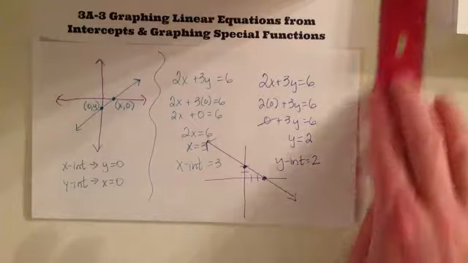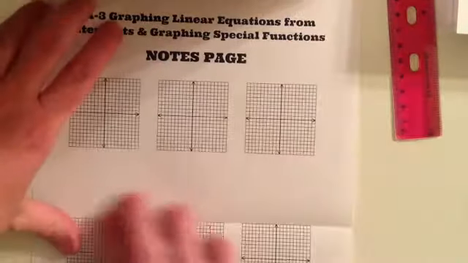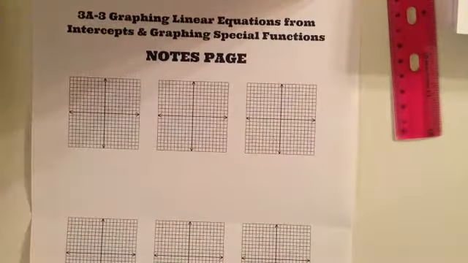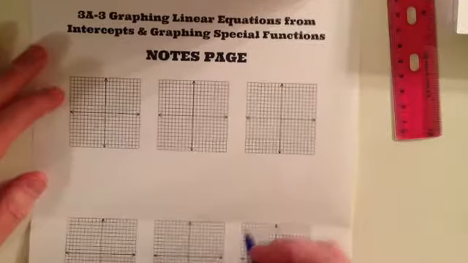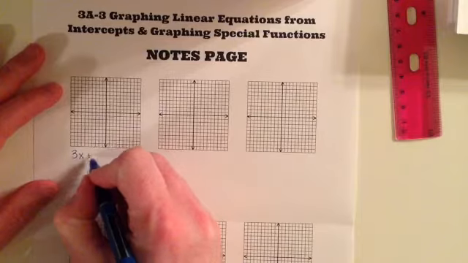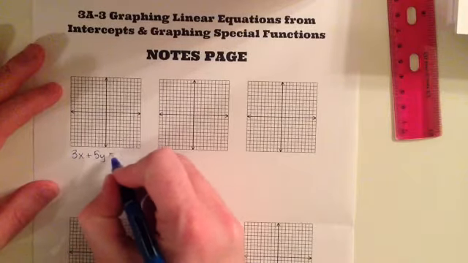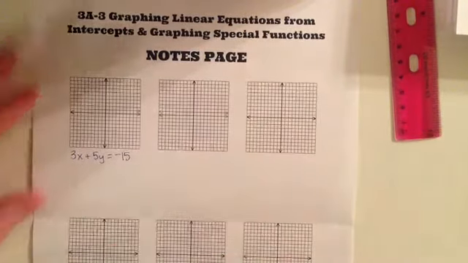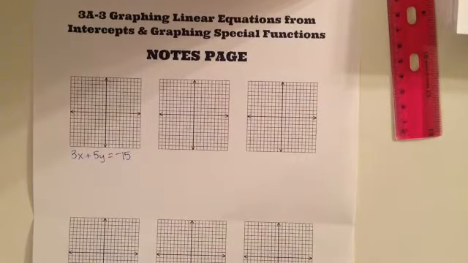So now that we have that information, we're going to go back to the front, and I'm going to give you a couple of equations that we're going to graph. The first one is going to be 3x plus 5y equals negative 15. It's an equation of a line. The first thing we have to do is find the x-intercept and the y-intercept. I want to give you a hint.